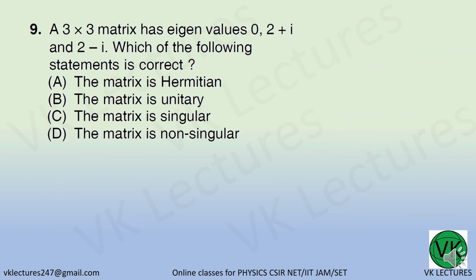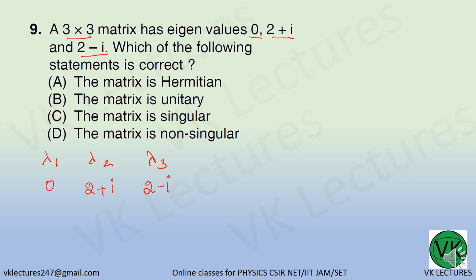Matrix 3 by 3 has eigenvalues 0, 2 plus i and 2 minus i. Which of the following statements is correct? Now, the 3 by 3 matrix has lambda 1, lambda 2 and lambda 3: 0, 2 plus i and 2 minus i. Okay.